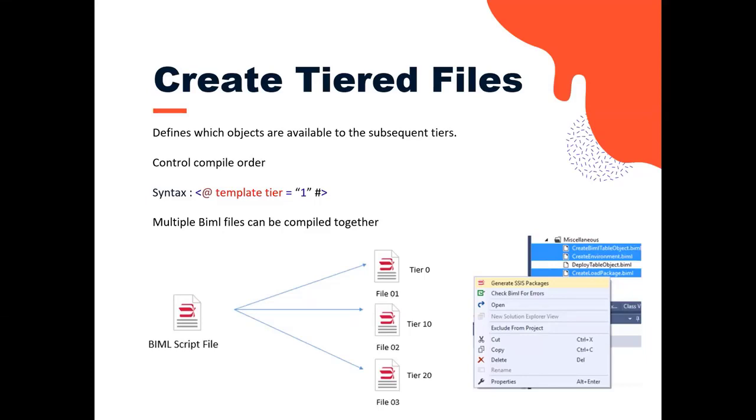Also, these multiple Biml files can be compiled together. Here there are four Biml files, and I can select whichever files I want to execute, then just right click and click generate SSIS packages. Normally it is recommended to use numbering 10, 20, 30 or 100, 200, 300 instead of using 1, 2, 3.